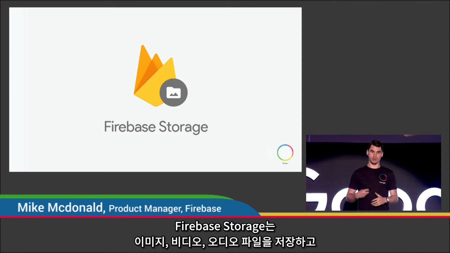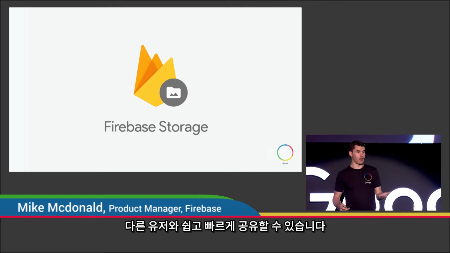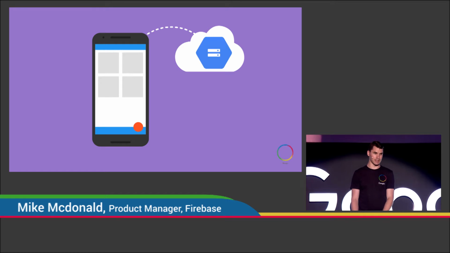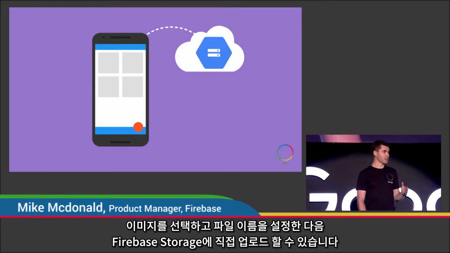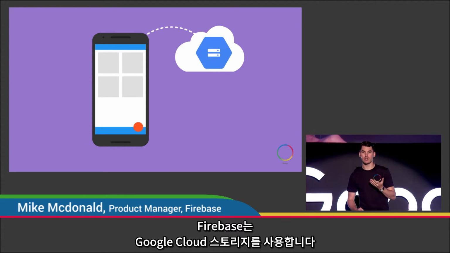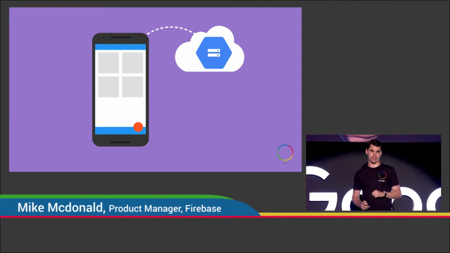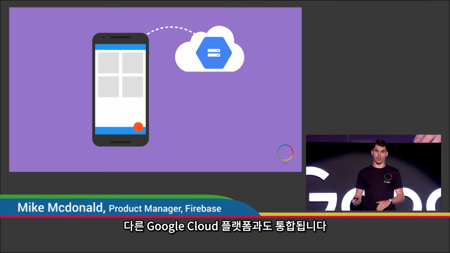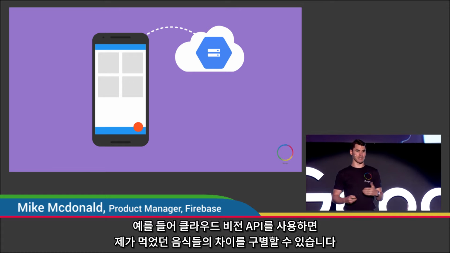Firebase Storage lets you store files, such as images, video, or audio, and share them with other users quickly and easily. With Firebase Storage, you can select an image, set the file name, and upload it directly. Behind the scenes, Firebase uses Google Cloud Storage, which means you automatically get petabyte scale at a low price. It also means that you can integrate with other parts of the Google Cloud Platform, such as the Cloud Vision API, which can detect the difference between all of the food that I've eaten.